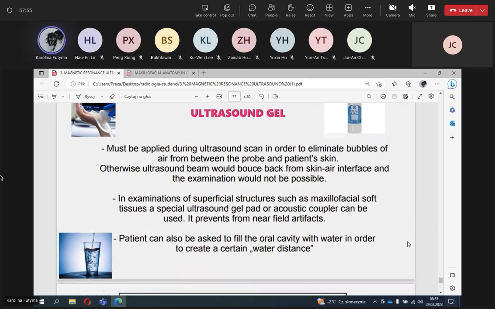Okay. Some words about ultrasound jelly or gel. It must be applied during an ultrasound scan in order to eliminate the bubbles of air from between the probe and the patient's skin. Otherwise, the ultrasound beam would bounce back from the skin-air interface and the examination would not be possible. In examination of superficial structures such as maxillofacial soft tissue, a special ultrasound gel pad or acoustic coupler can be used. It prevents near-field artifacts. The patient can also be asked to fill the oral cavity with water in order to create a certain water distance.